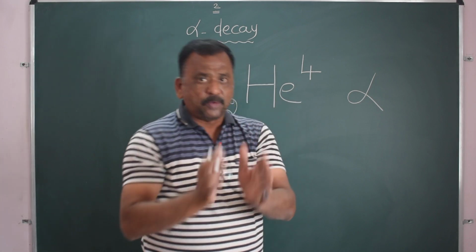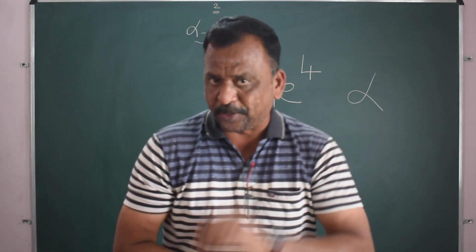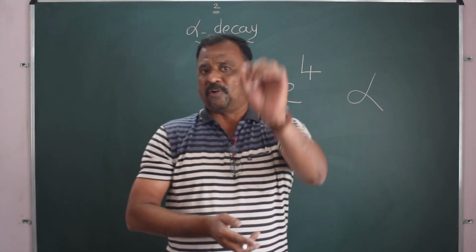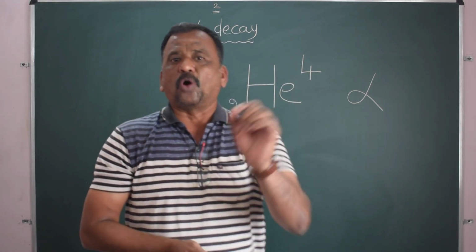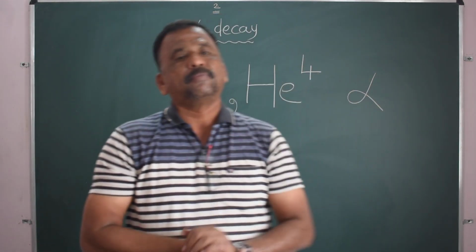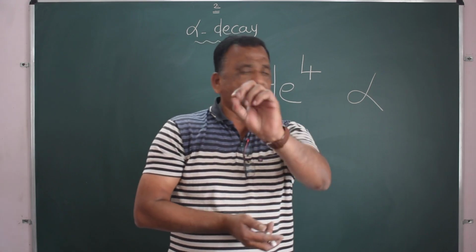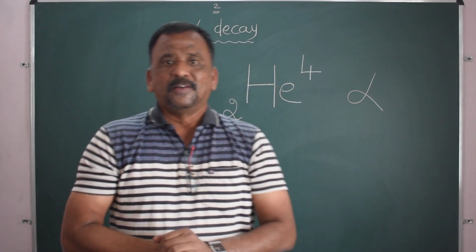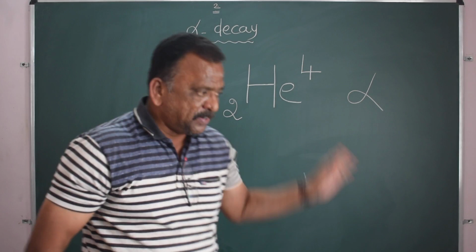Okay, so whenever a radioactive nucleus undergoes modification on account of emission of an alpha particle, then we are going to call it alpha decay. So what really happens when a radioactive nucleus emits an alpha particle? How is the nucleus going to modify? We shall see it.